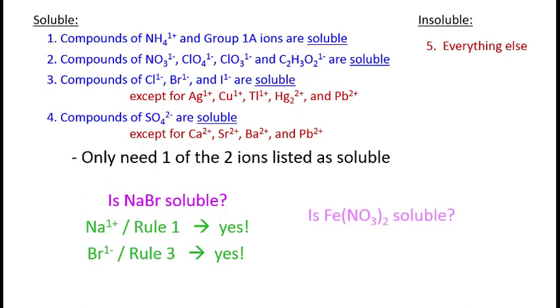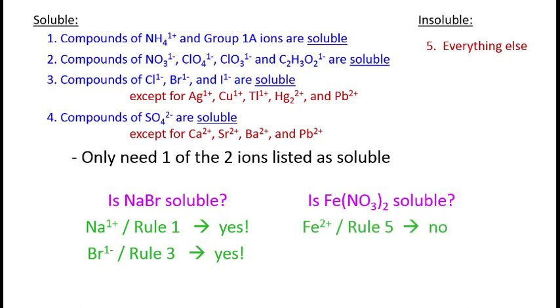Our next example is iron 2 nitrate. Iron 2 ions are produced, which do not appear in any of the soluble rules, so we might be tempted to say no. But nitrate appears in rule 2. So by rule 2, this compound is soluble. Since we only need one of the 2 ions on the soluble list, this compound is soluble.